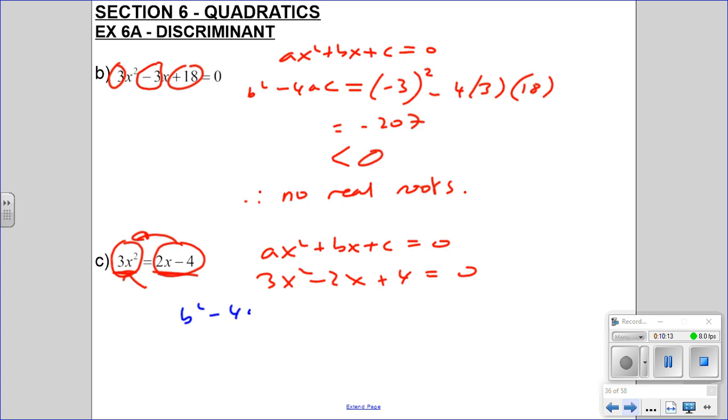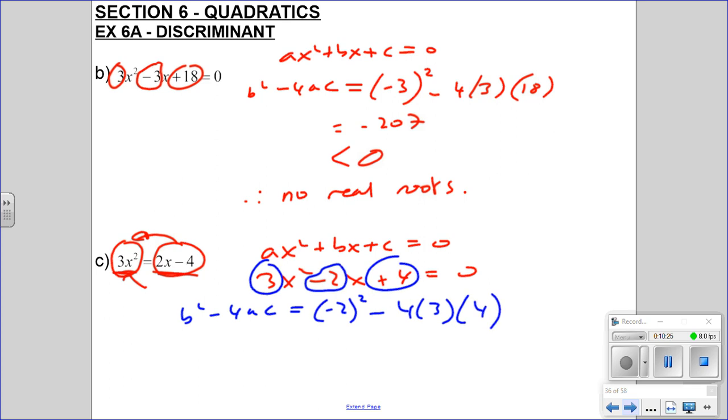So b squared minus 4ac, always quote the formula. What's b? Well, it's minus 2, isn't it? It's the number next to x, all squared, minus 4 lots of a, which is 3, and 4, which is your c. So what does that equal? So we got minus 2 all squared, which is 4, minus 4 times 3 times 4 is minus 44. So again, this is less than 0, and therefore we would write no real roots.